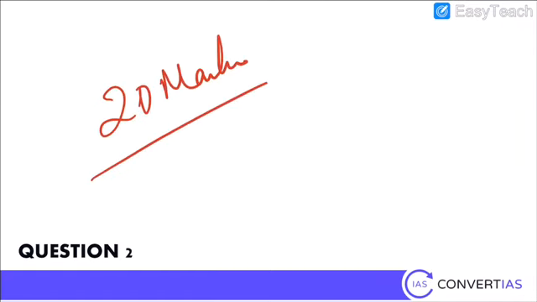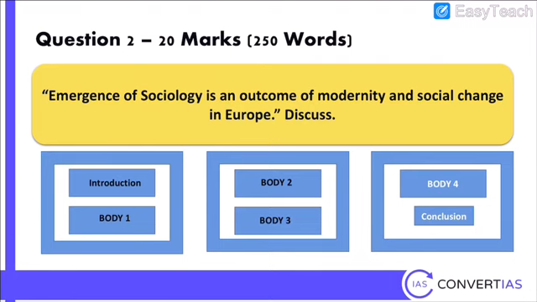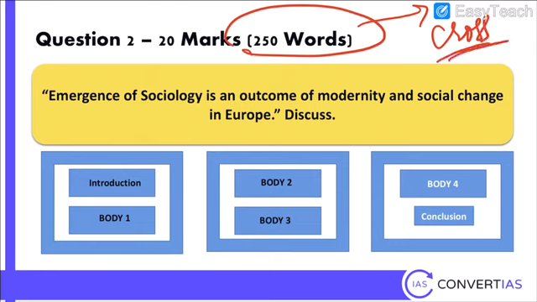Now, when we look at question number 2, this will be a 20 marker question from the previous years. This question is of 20 marks and you have to write it in 250 words. Although this is not mentioned, we assume that it is around 250 to 300 words and you do not cross the word limit.